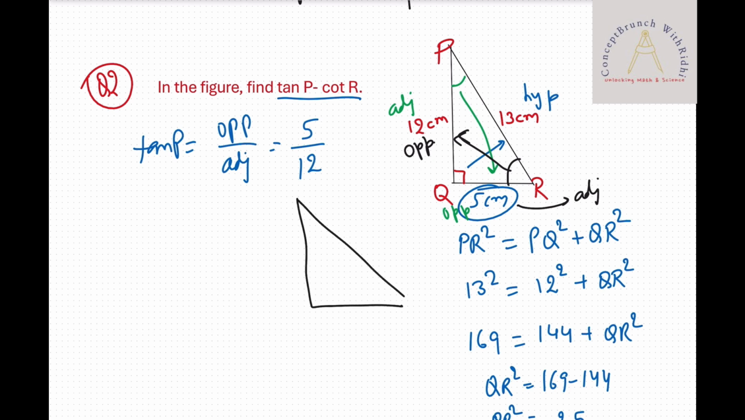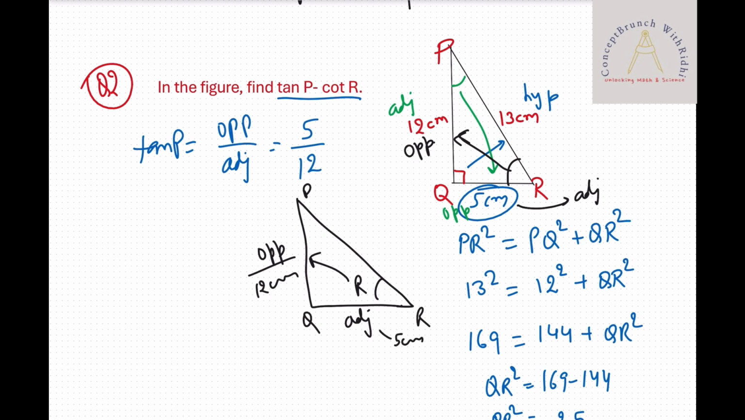So this is the diagram. This is angle R. So before the angle R, this is your opposite and this one is your adjacent. Clear? It means the QR, correct? And this is B. So what is opposite? 12 centimeter and adjacent is 5 centimeter.